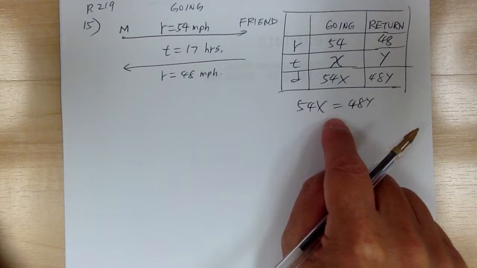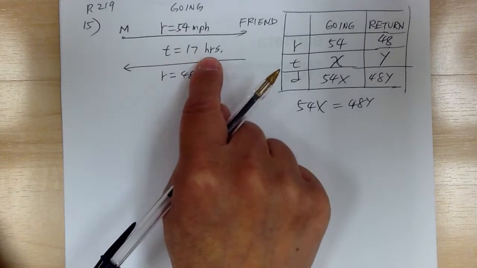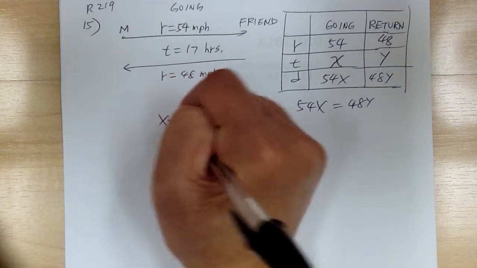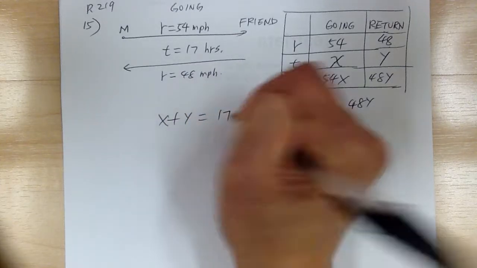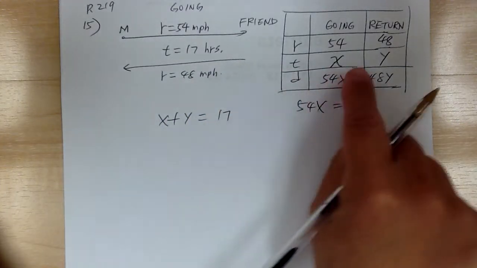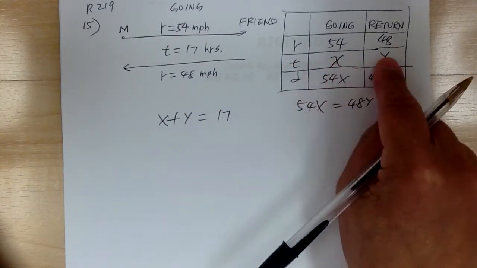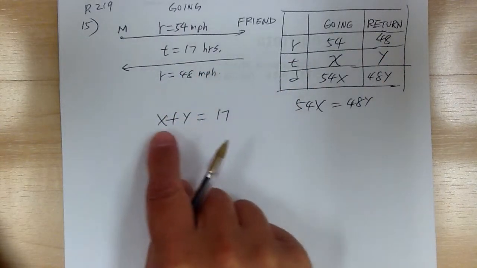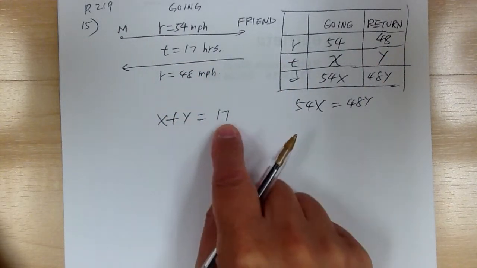So you need to get one more equation, where it tells you that the total time is 17, right? So that means x plus y equals 17. Again, that's the time going and the time coming back, and the total is 17. So time going plus time coming back equals 17.